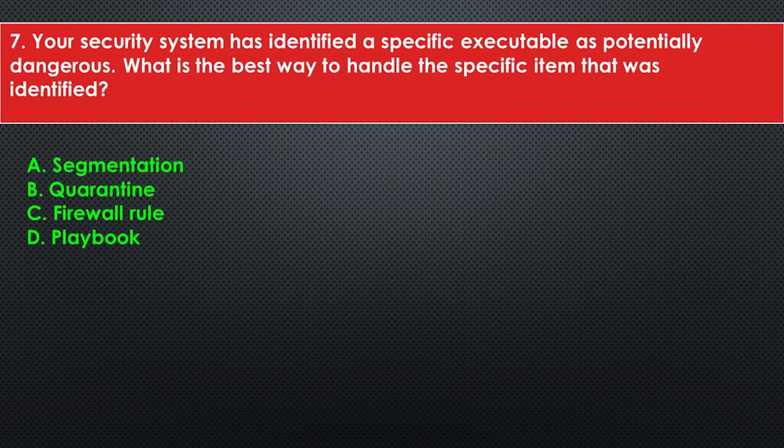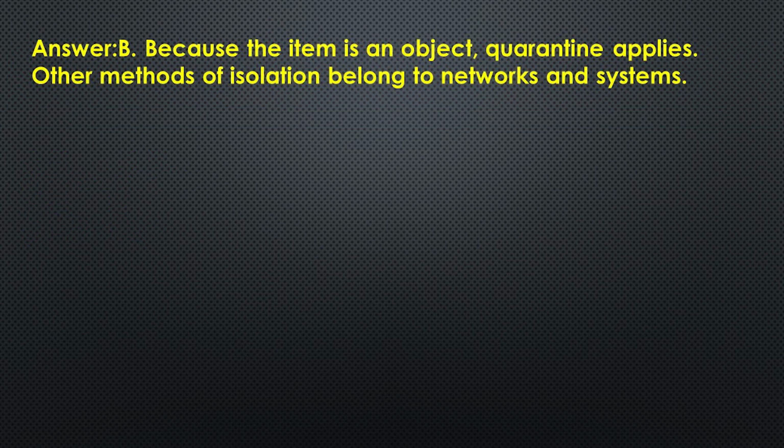7. Your security system has identified a specific executable as potentially dangerous. What is the best way to handle the specific item that was identified? A. Segmentation. B. Quarantine. C. Firewall rule. D. Playbook. Answer B. Because the item is an object, quarantine applies. Other methods of isolation belong to networks and systems.